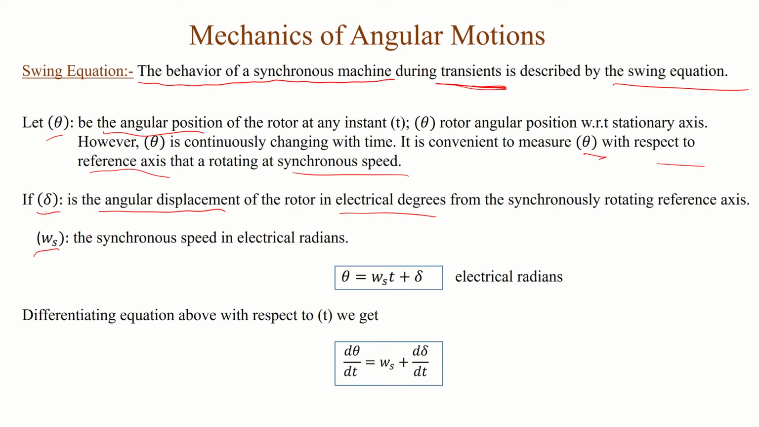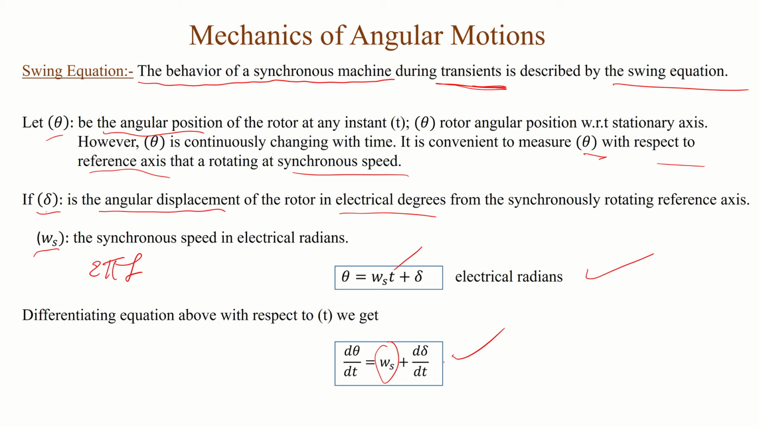So the delta is the angular displacement and the WS is the synchronous speed, which is 2πf. Okay, so you have the formula: theta, which is the angular position, equals synchronous speed multiplied by time plus delta, which is the angular displacement. So we have this formula. We're going to take the first derivative. So it's going to be d theta over d time, with respect to the time, so Ws is constant, plus d delta over d time. So this is the first derivative.